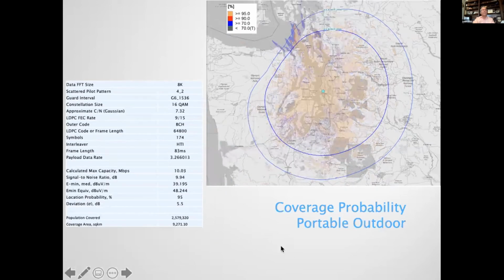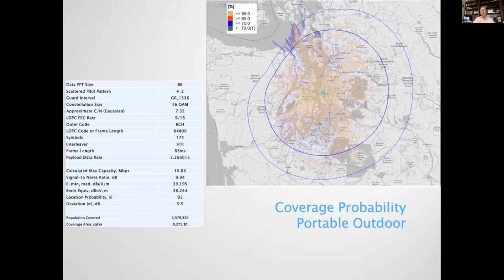And now, again ATSC 3, we don't have to say it anymore, this is the coverage for portable outdoor. Portable outdoor is a little more difficult because, let's say it's the phone that has a receiver built into it. So now you have to take your head into consideration. Are you 6 feet off the ground? You're not much more. So now the population covered is 2.5. That's a little bit of a difference.